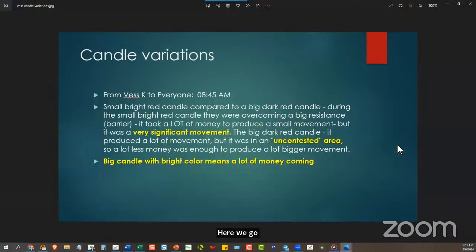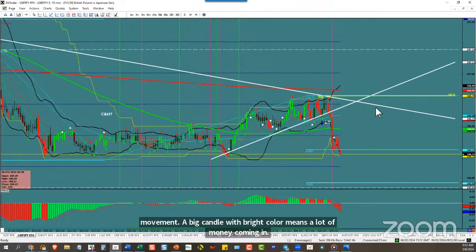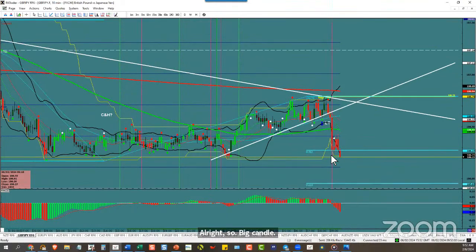All right. A small bright red candle compared to a big dark red candle. During the small bright red candle, they were overcoming a big resistance or barrier, and it took a lot of money to produce a small movement, but it was a very significant movement. The big dark red candle produced a lot of movement, but it was in an uncontested area, so a lot less money was enough to produce a lot bigger movement. A big candle with bright color means a lot of money coming in.